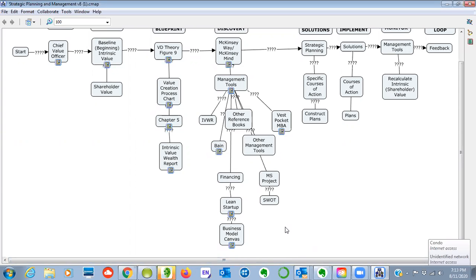There's our familiar SWOT analysis. There's a lot more, of course. These were just some of the highlights I put in here. But if you look at these, the management tools and the Best Pocket MBA, and the other things on here, you'll have a pretty good handle on all the management tools that are available to you.